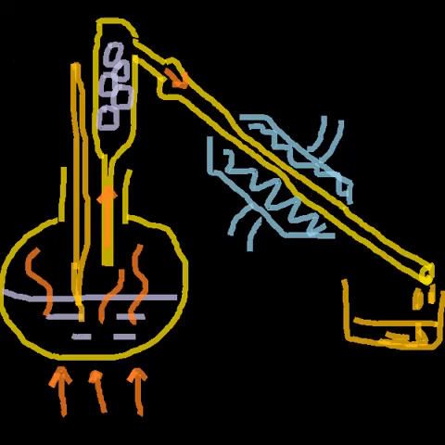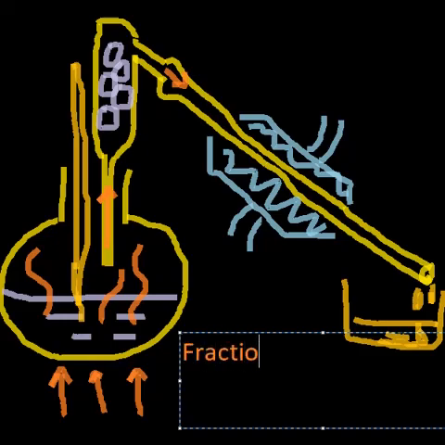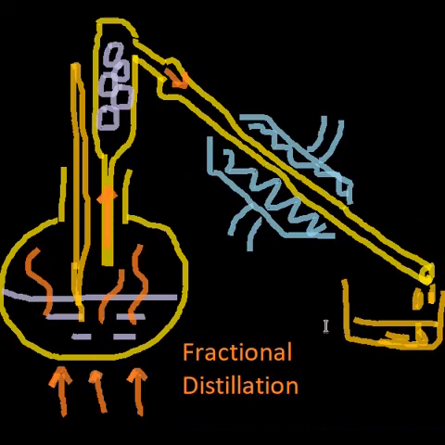This kind of distillation is a special kind of distillation, and this special kind of distillation is known as fractional distillation. And you should remember that this fractional distillation is used for liquids which have a difference of boiling point less than 25 Kelvin. We'll come back in a later video to discuss some other processes of separation of components of mixtures.